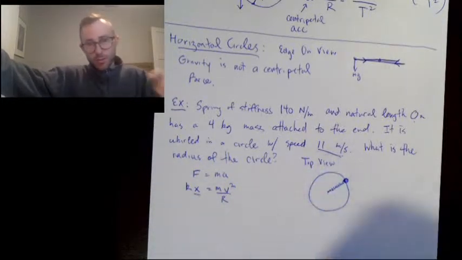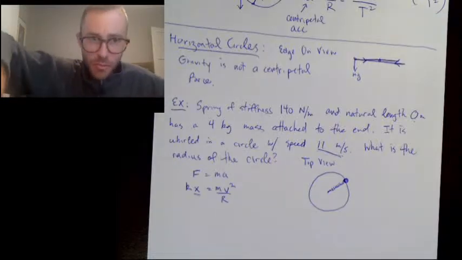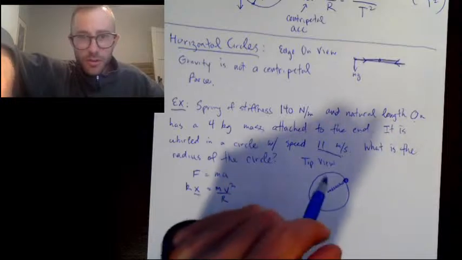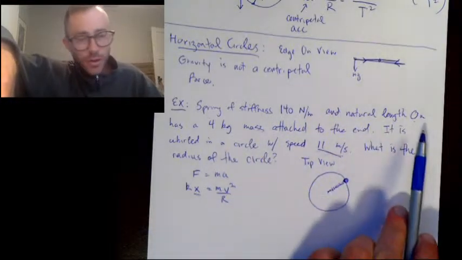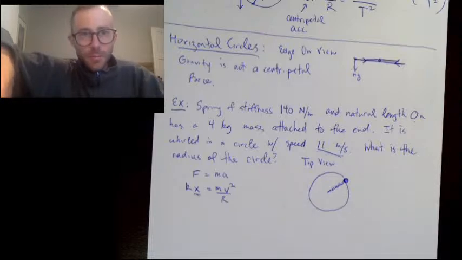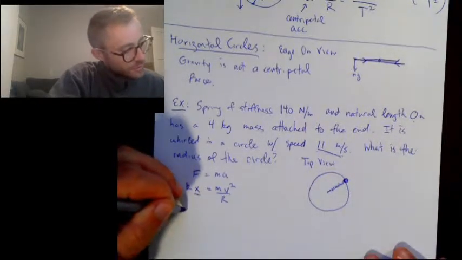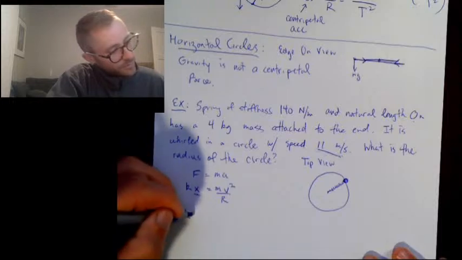So there's a problem in the homework. I'm warning you right now. There's a problem in the homework where it's very similar to this, only the natural length of the spring is not 0. So there will be a difference between x and r. But in this case, because it has a natural length of 0, I can just do this.